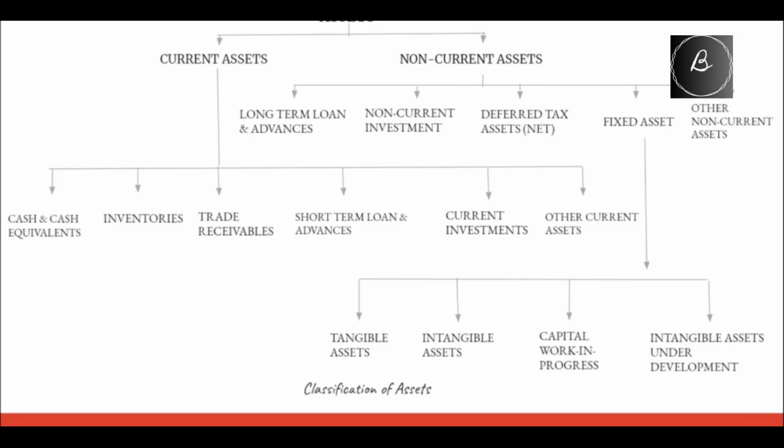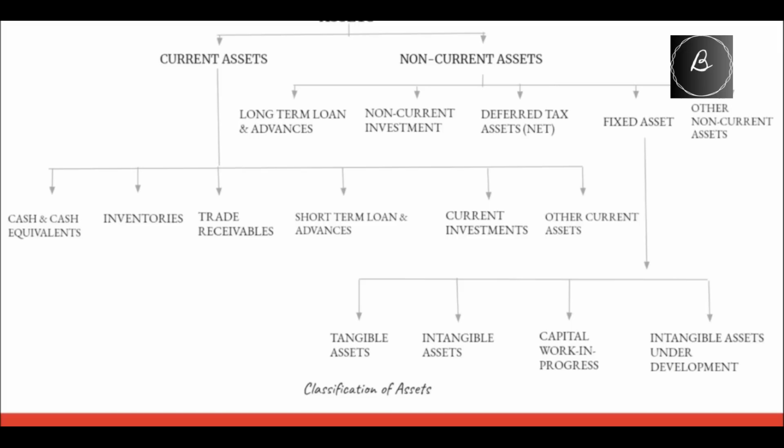So to recap, assets can be divided into current assets and non-current assets. Current assets are those which are held for a period of less than 12 months. Non-current assets are those which are held for a period of more than 12 months. Current assets can further be classified into cash and cash equivalents like cash in bank or cash in hand, inventories, that is the stock that we hold, trade receivables that we will be receiving shortly, short-term loans and advances that we have given to others, current investments that we hold, and other current assets that do not fall in any of the above categories. Similarly, the classification of non-current assets is as follows.